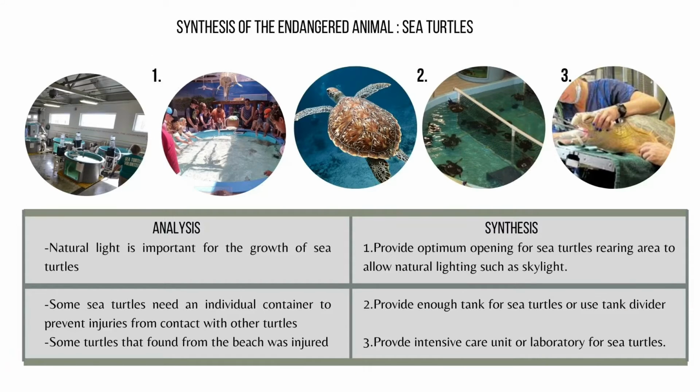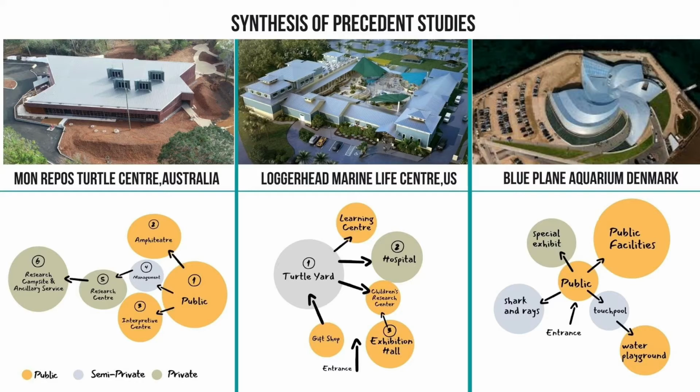First, it is important to design the hatchery tank area for sea turtle to get enough sunlight for their growth. So, optimum opening of windows or skylight can be applied into the design. Second, some sea turtle need an individual container, so tank divider can be used to separate them. Also, it can save cost and space. Sea turtle that come from the sea sometimes were injured, so the rehabilitation center should prepare the intensive care unit for those turtle.